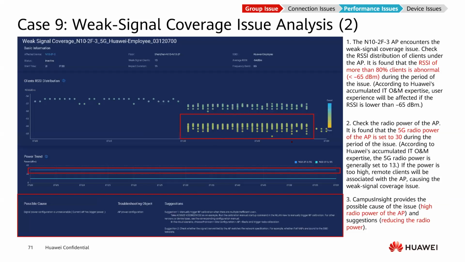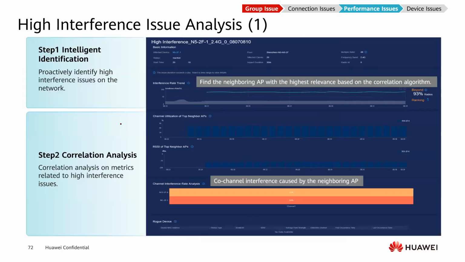You will find that at this time the signal strength is lower, and you will find the 5G radio power of the AP set is too high. Because it is too high, it made some remote clients associate with these APs. So it brings a weak signal coverage problem, and it tells you how to repair it: just reduce the power of this AP. And then there is the high interference issue.